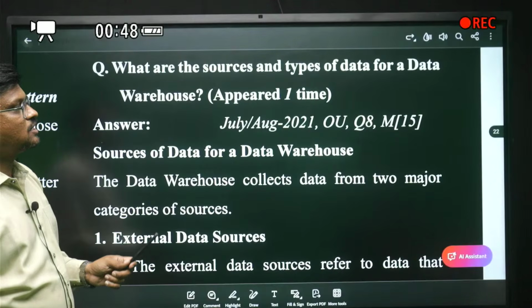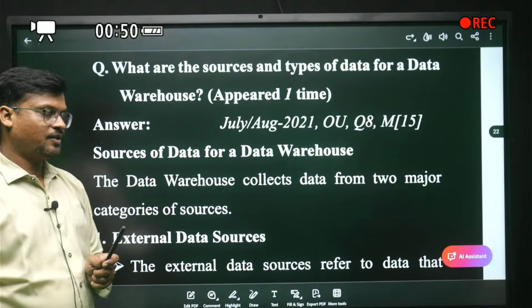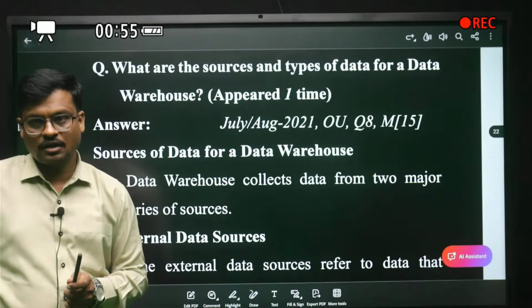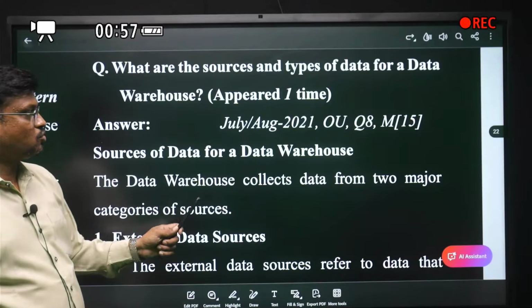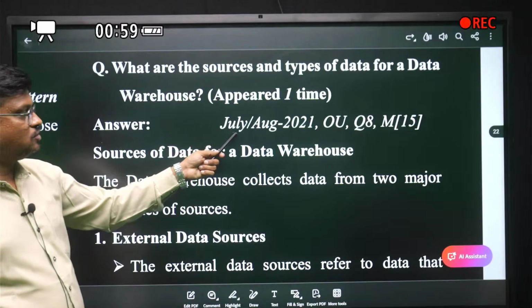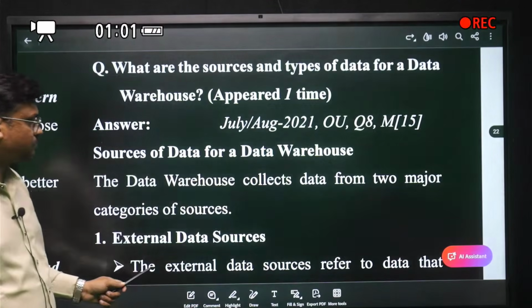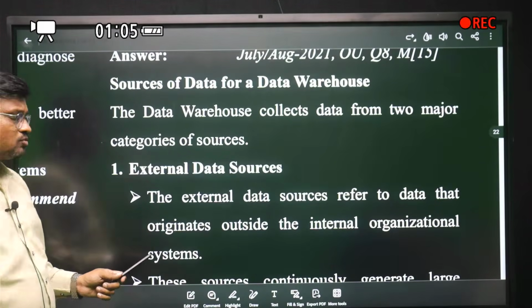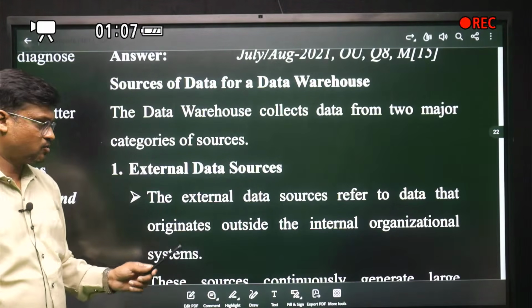What are the sources and types of data for a data warehouse? Right, because the definition itself says a data warehouse integrates the data from various resources. This question was asked in July August 2021. Dear, sources of data for data warehouses, there are two major sources: external sources and internal sources.